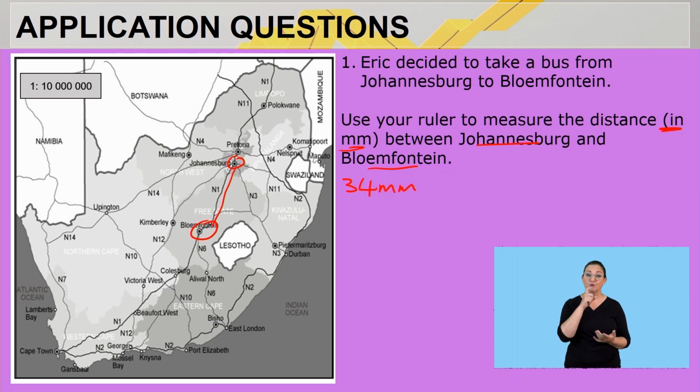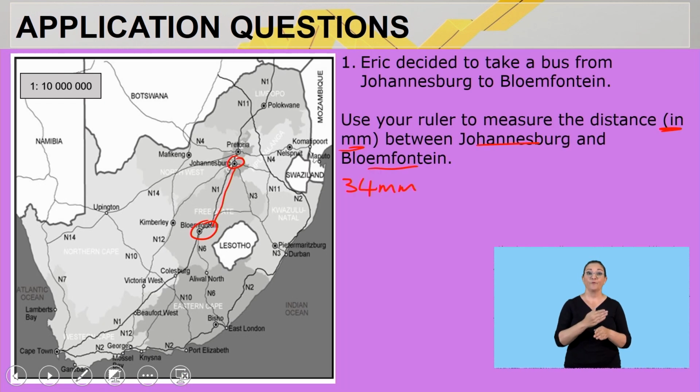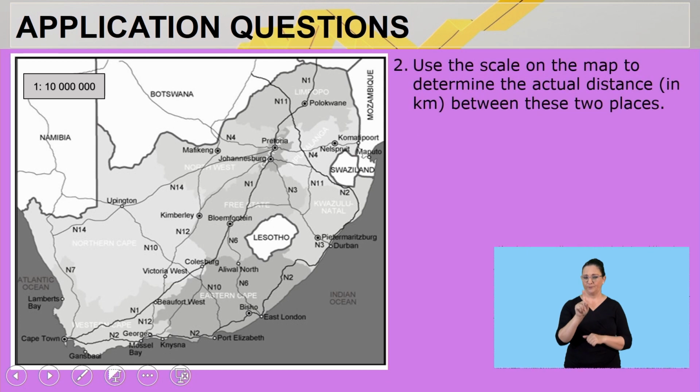It says, use your ruler to measure the distance in millimeters between Johannesburg and Bloemfontein. Okay, so to go back, remember that's 34 millimeters. Right, in our next question, it says, use the scale. Right, so what is the scale? There's the scale of our map, 1:10 million. Right, to determine the actual distance, this time around, it should be in kilometers, right, between these two places. Remember, we've measured on the map, the distance between these two places is 34 millimeters. But now we would like to know what is the distance between the same two places, but now in real life, right? Therefore, we've indicated in kilometers.